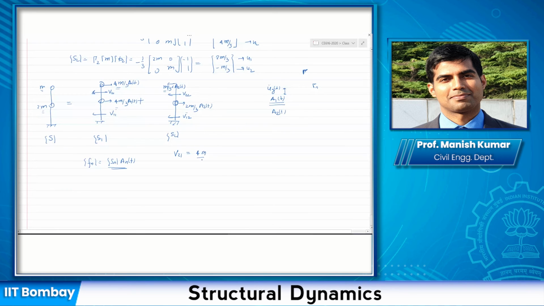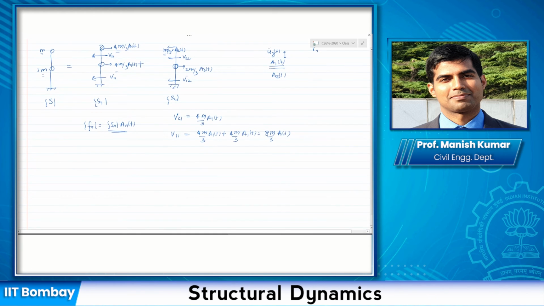4m by 3 A1t, V11 as, now it will have the sum of both. So you will have 4m by 3 A1t plus 4m by 3 A1t, which is basically 8m by 3 A1t. Similarly, so this is corresponding to this one.